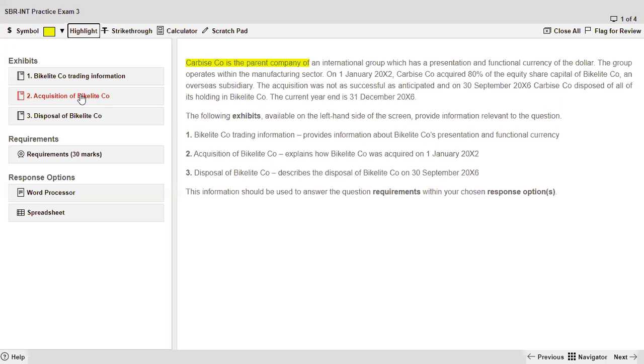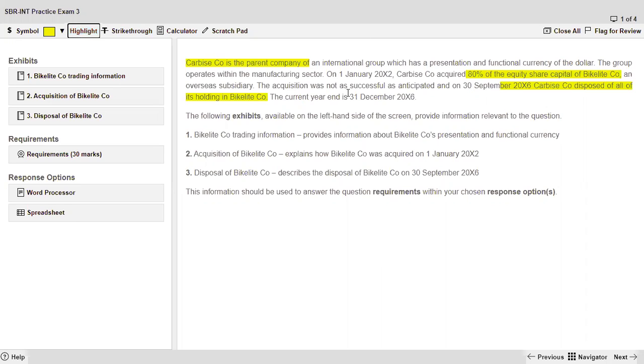It says Carbise Company is a parent company of an international group which has a presentation and functional currency of the dollar. The group operates within the manufacturing sector. On 1st January 2002, Carbise acquired 80% of the equity share of Bike Light Company, an overseas subsidiary. The acquisition was not as successful as anticipated, and on 30th September 2006, Carbise disposed of all of its holding in Bike Light. So they acquired a company, then they disposed of all of its holding, which was the 80% holding.